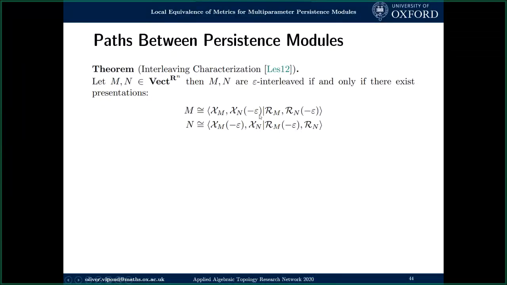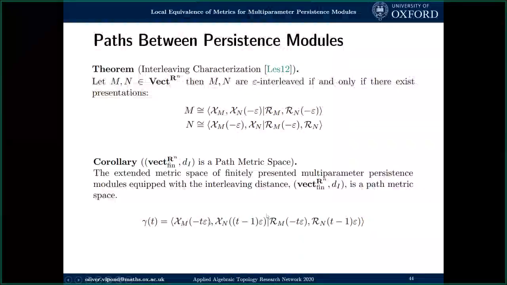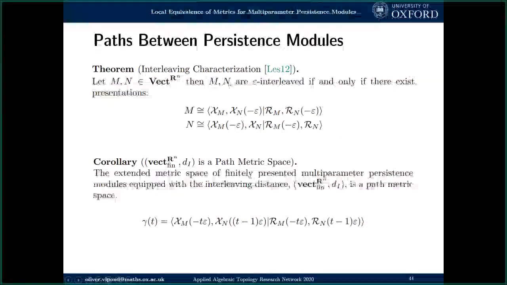So we can say that modules M and N are epsilon interleaved if and only if they have a pair of compatible presentations where they have the same generating sets and the same relations, just they have been shifted around in their grading by epsilon. Now this presentation is not necessarily minimal, but it does mean that we can deduce that the space of multi-parameter persistence modules is a path metric space, because we can define a smoothly varying path between these two presentations, which realizes that if you have an epsilon interleaving between M and N, there's an epsilon length path in the interleaving distance between M and N.